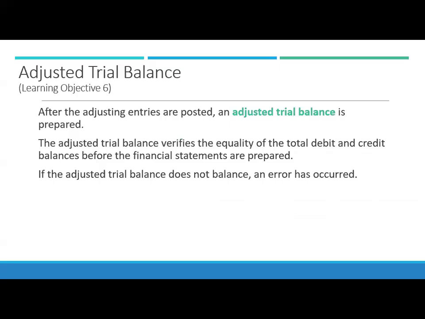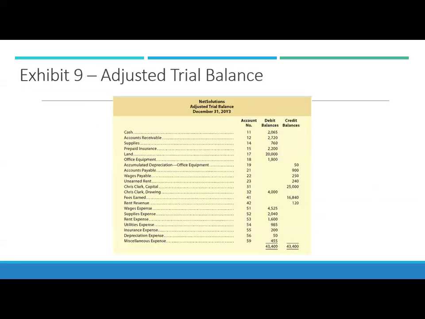Once we create all of our adjusting journal entries, we create what's called the adjusted trial balance. We verify the total amounts of debits and credits still match. And we have our additional accounts that we created, and all of our ledger accounts, all of our T accounts, are adjusted for the amounts that we intended, right?